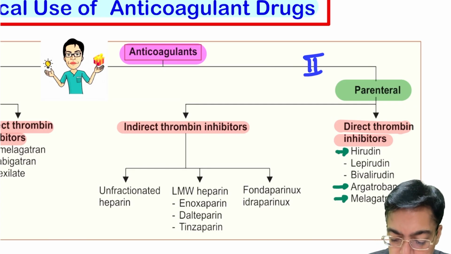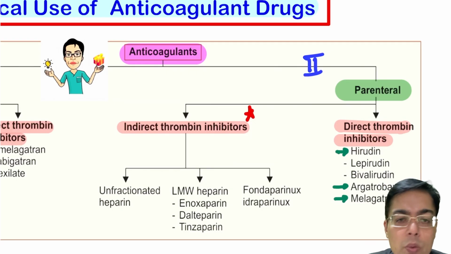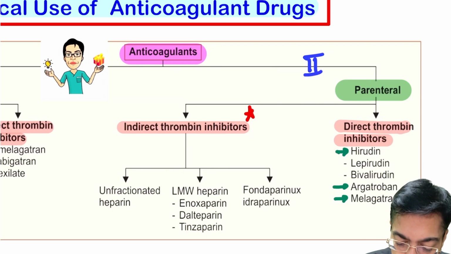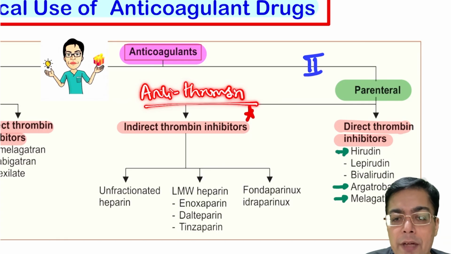Or we have drugs which act indirectly. Very, very importantly tested in the exams as well as in the clinical rounds. Indirectly acting thrombin inhibitors. What will they do? They act by increasing the activity of a molecule that is given the name antithrombin. So you have a blood protein which is given the name antithrombin. And as the name gives you a hint, friends, antithrombin is a protein which works opposite to thrombin.